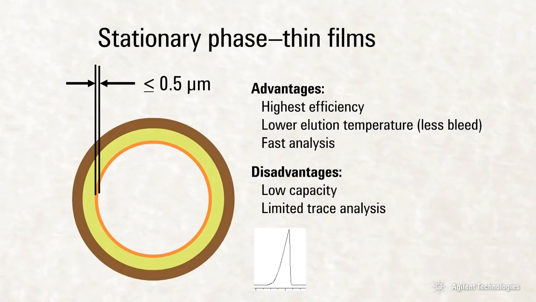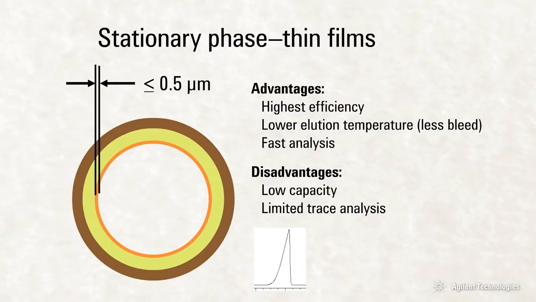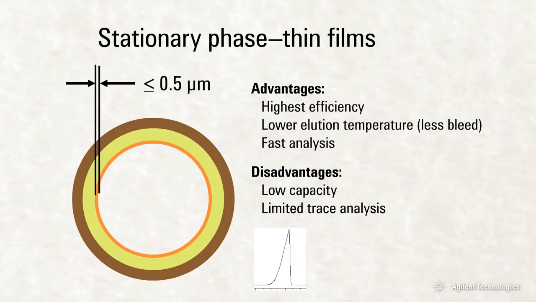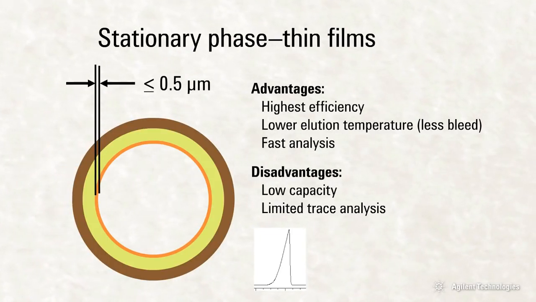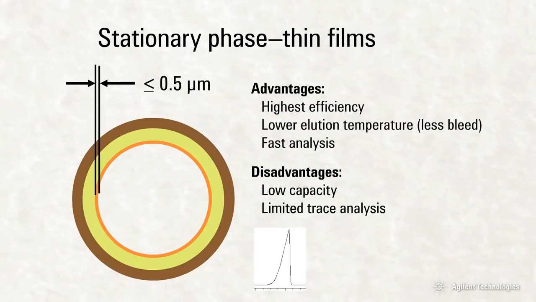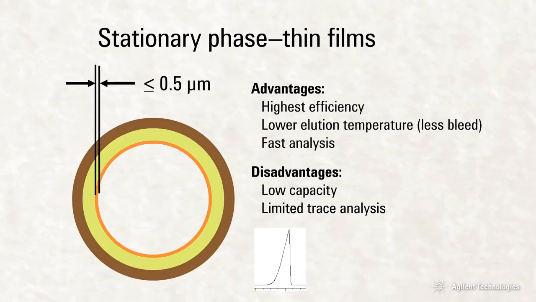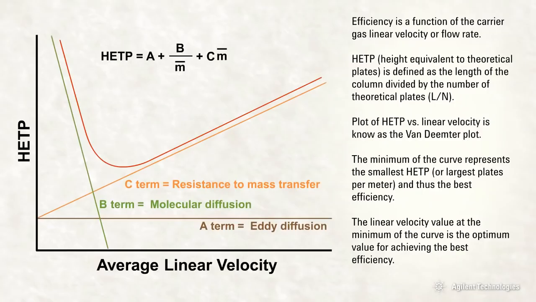This makes capillary chromatography ideal for splitless mode trace analysis, like pesticide residues or drug metabolism studies. If peaks are fronting, you can inject less, operate in split mode, dilute the sample, or choose a thicker film column. The Van Deemter plot relates carrier gas linear velocity or flow rate to the column efficiency.